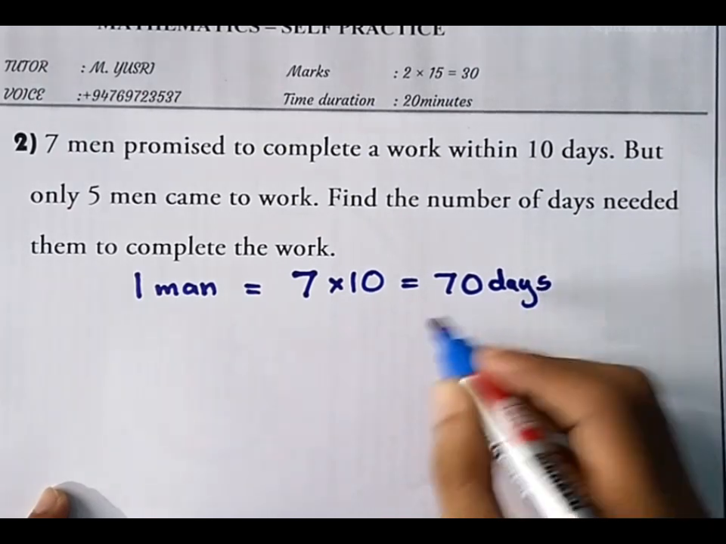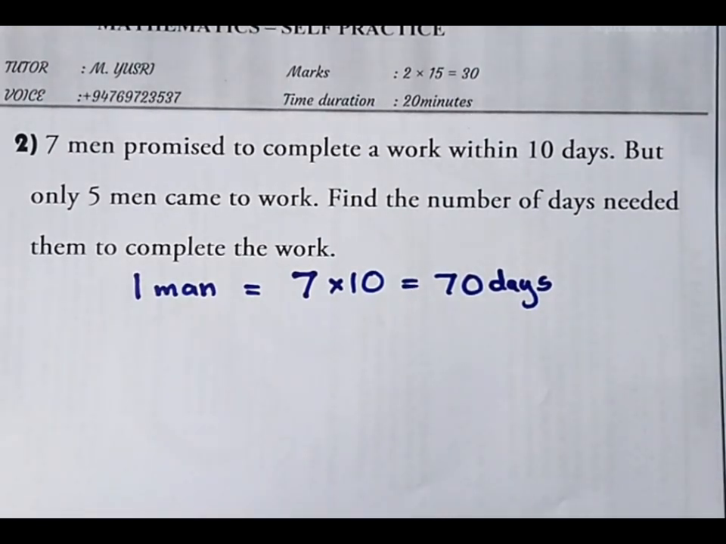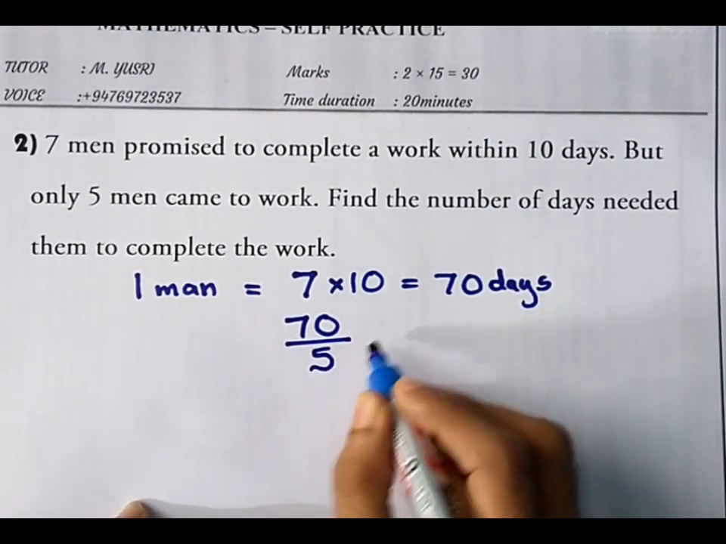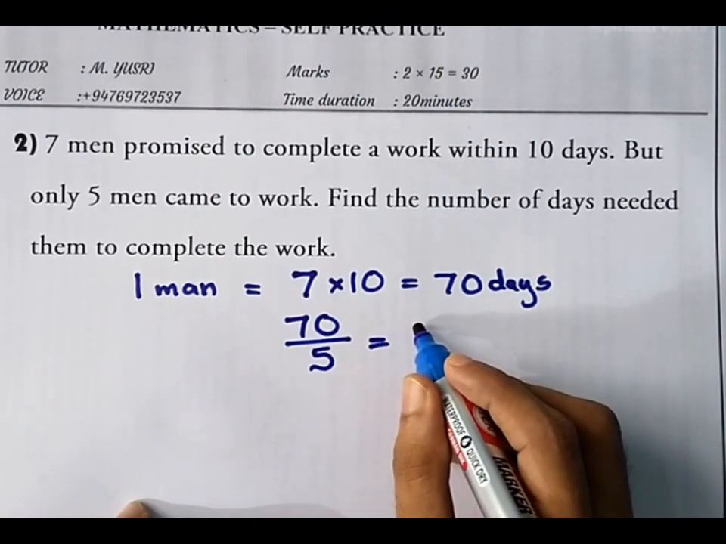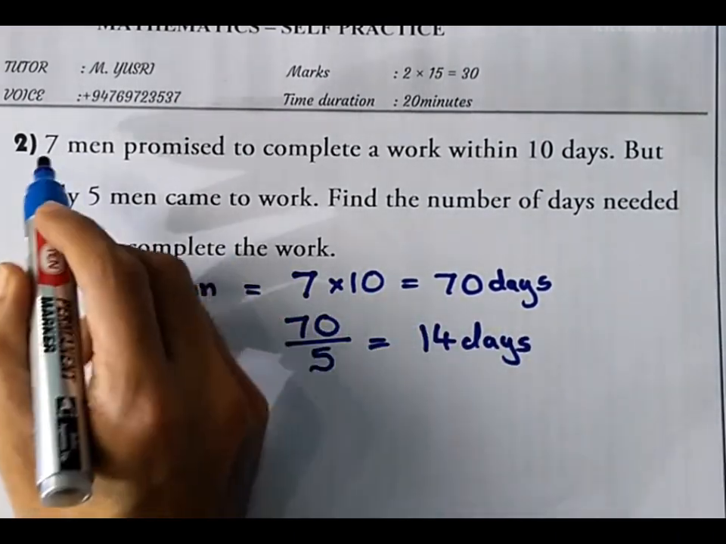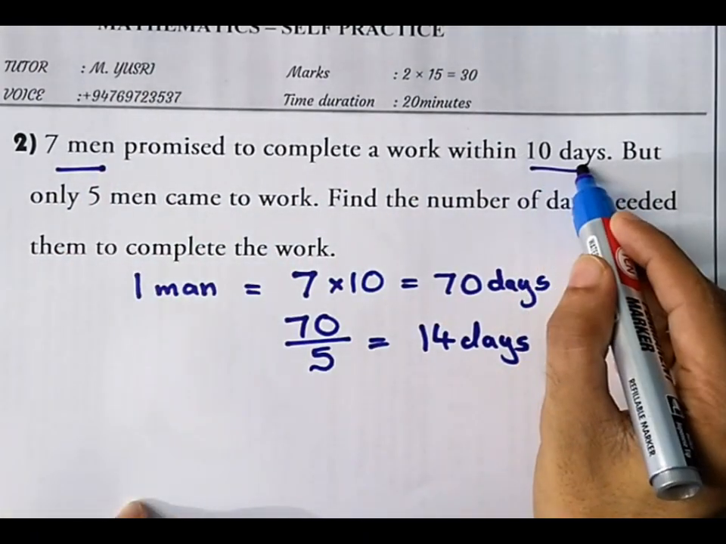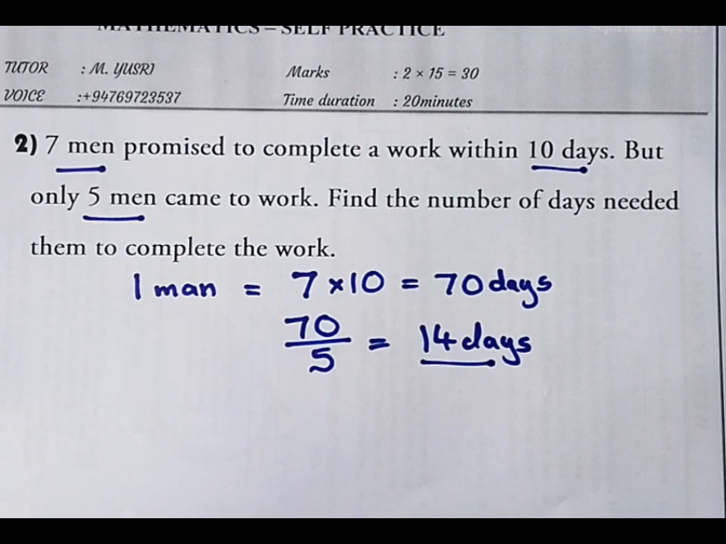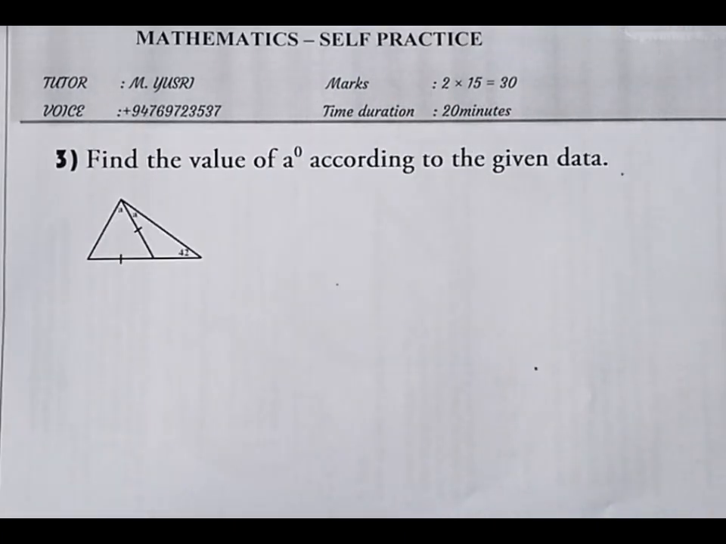Okay, fine. So now for one man it will take about 70 days, but now only 5 men came to work. So there are 5 men now. So what we have to do? Just we have to divide by 5. Then we will get the answer. So 70 divided by 5, it takes about 14 days. Okay, right. For 7 men it takes about 10 days, then for 5 men it takes 14 days. So okay, now here they are asking us to find the value of A.